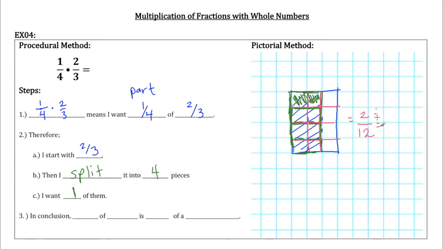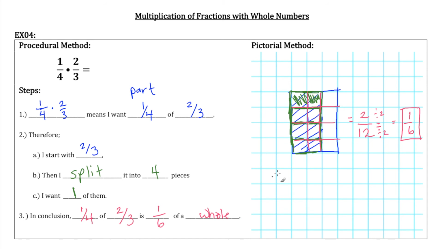And I can divide both of these by 2, or reduce by a factor of 2, and I get 1/6. So in conclusion, 1/4 of 2/3 is 1/6 of a whole. Is 1 out of 6 pieces if I was given a whole.